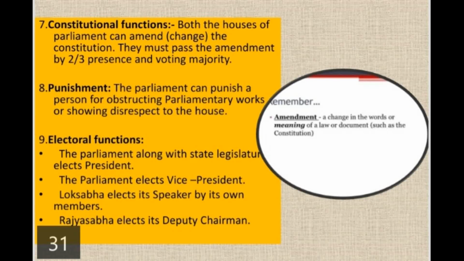After the judicial powers of the parliament, let us proceed towards the constitutional powers or functions. That is, both houses of parliament can amend the constitution. The word amendment means a change in the words or law or document of the constitution. That means if they have to bring any changes in the constitutional provisions or features, then that process is called amendment. The parliament has constitutional functions or powers through which they can amend the constitution.